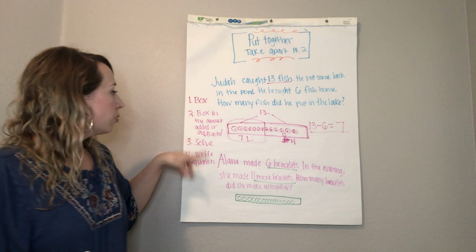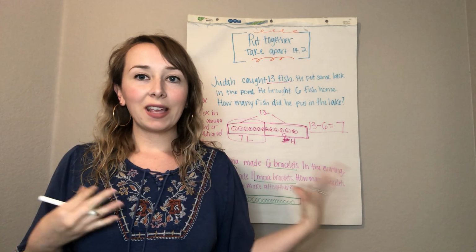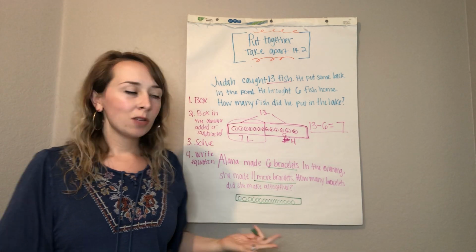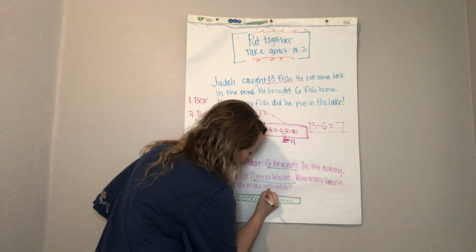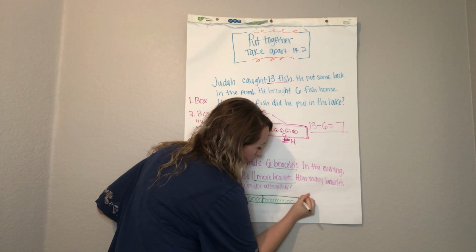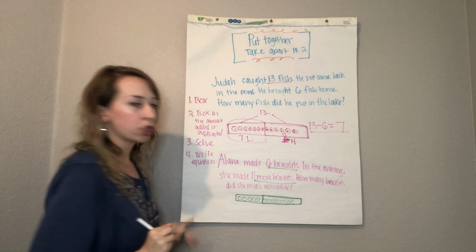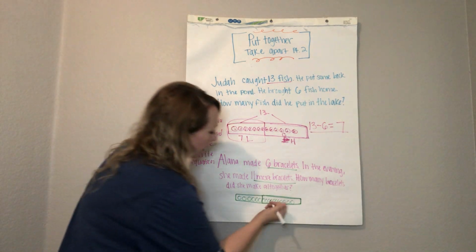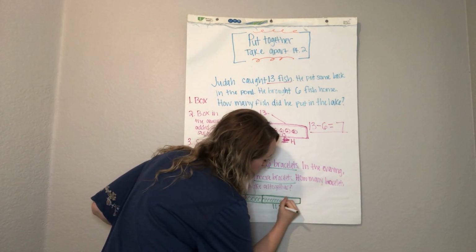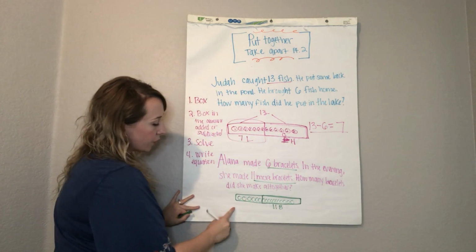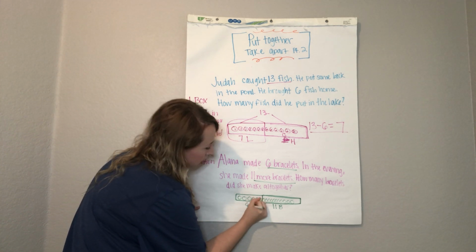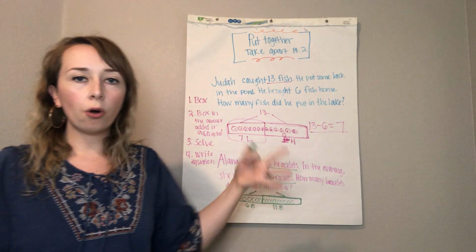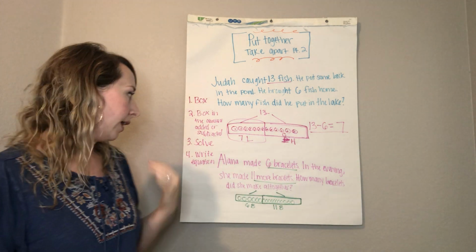So step 2 is to box in the amount that's being added or subtracted. How many more bracelets did Alana make? She made 11, so I'm going to box in that 11 so that it's separated from those original 6 that she made. I boxed that in over here. I'm going to go ahead and label these. So I have 11 bracelets, so I'm going to put B, and then I also have my original 6 bracelets.